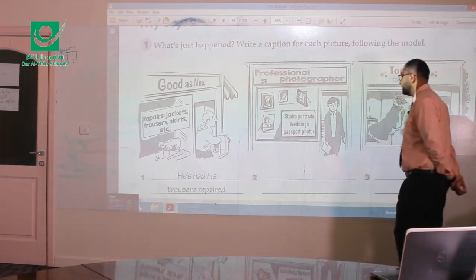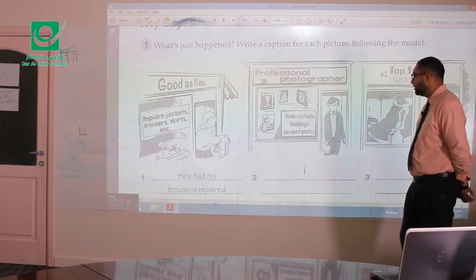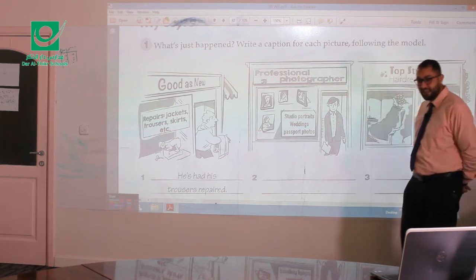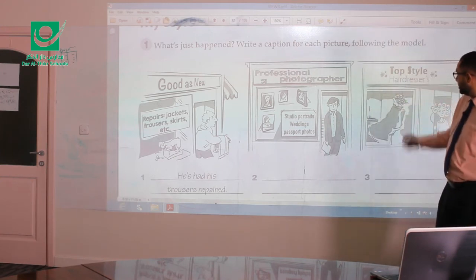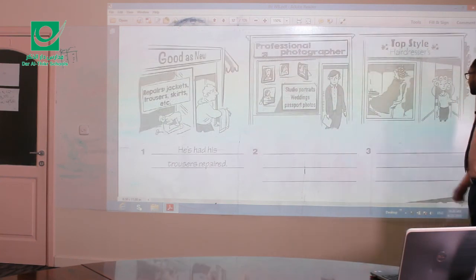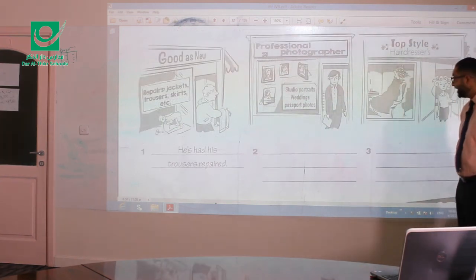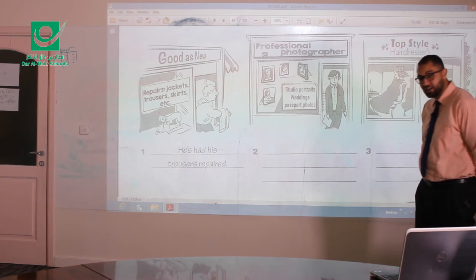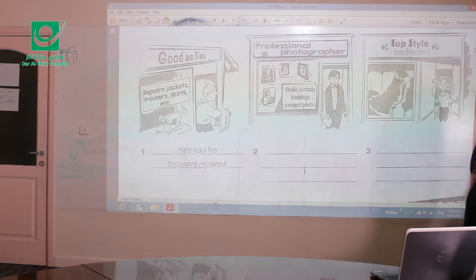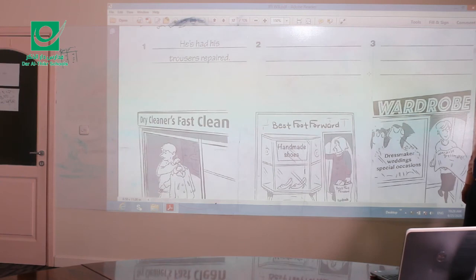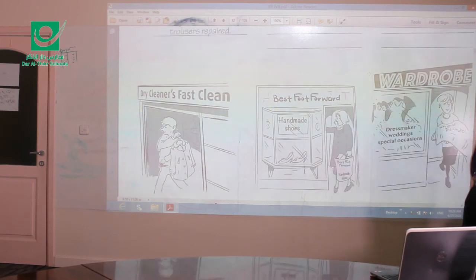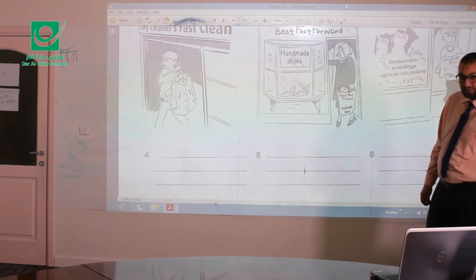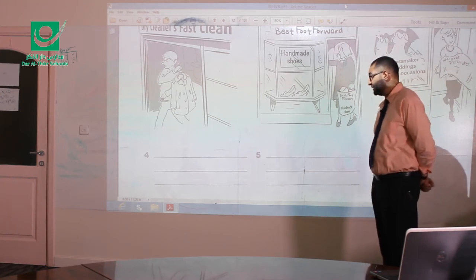Now let's look at this professional photographer. He has had his photo taken. Now let's look at number 3. This is a hairdresser and she's coming out. So she's had her hair done. Now let's look at number 4. The dry clean. So he's had his jacket cleaned.